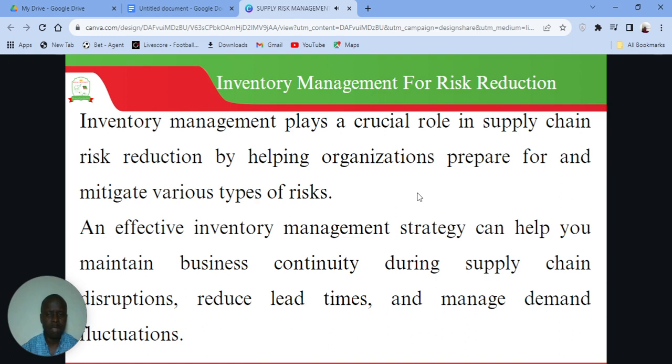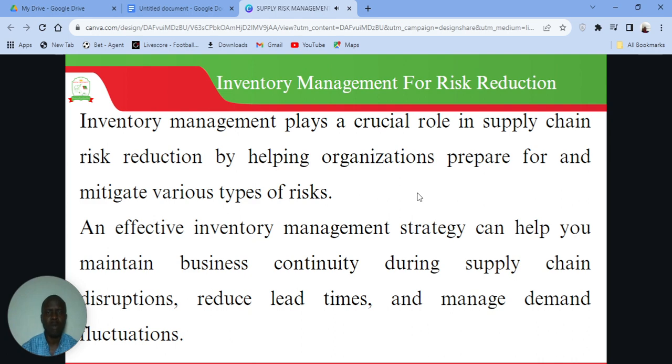It is also very important for us to understand the concept of inventory management for risk reduction. Inventory management will play a very crucial role in supply chain risk reduction, in the sense that it is going to help organizations to prepare for and mitigate various types of risks. So every organization needs to have an effective inventory management strategy, which is going to help you maintain business continuity during supply chain disruptions, and reduce lead times.